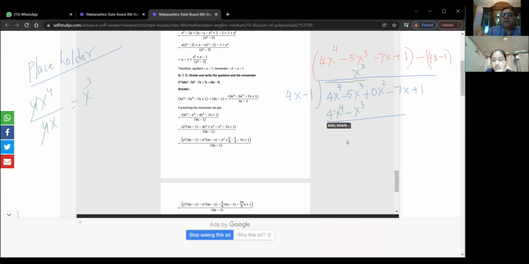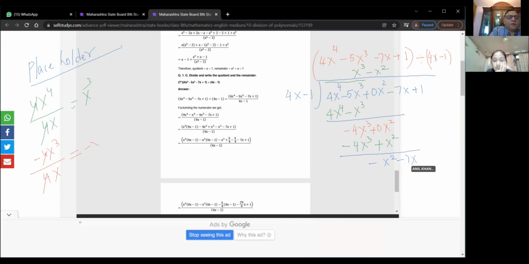The difference between them is minus 5x cubed minus x cubed, which gives us minus 4x cubed, correct? Bring down 0x squared. Now minus 4x cubed divided by 4x gives minus x squared, correct? So we put minus x squared here, using green because the red will mix up. Multiplying with minus x squared, I get minus 4x cubed, and minus becomes plus, so we get x squared here. Now we again find the difference. 0x squared minus x squared gives me minus x squared, and I'll bring down the term minus 7x.